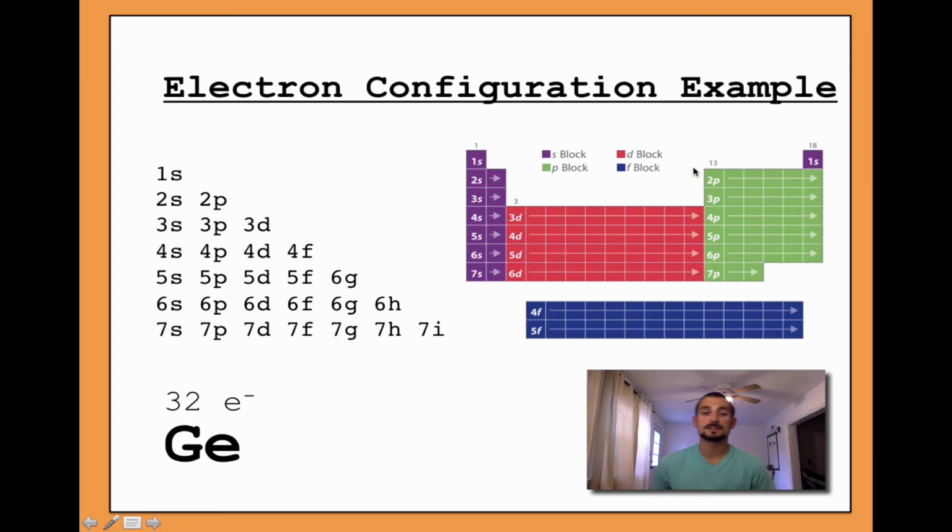Now, to give us an example, we're going to look at germanium. Germanium happens to sit right here in the 4p2 range. So say hello to germanium. Now I'm going to use the diagonal rule in this case.